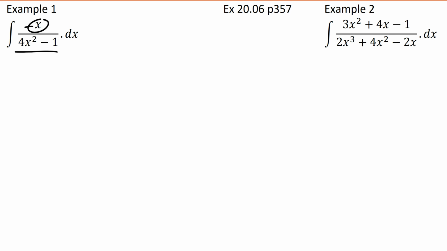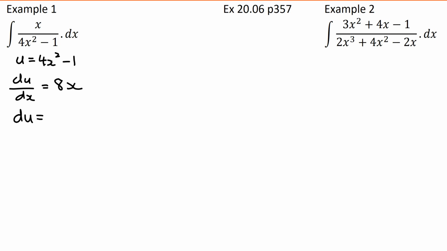Well, yeah, that's one thing, but also it's going to turn into a log, natural log. So let's go u equals 4x squared minus 1. So du by dx therefore is 8x, isn't it? Is that right? Yeah. Okay, so therefore I'm just going to say du is 8x dx.